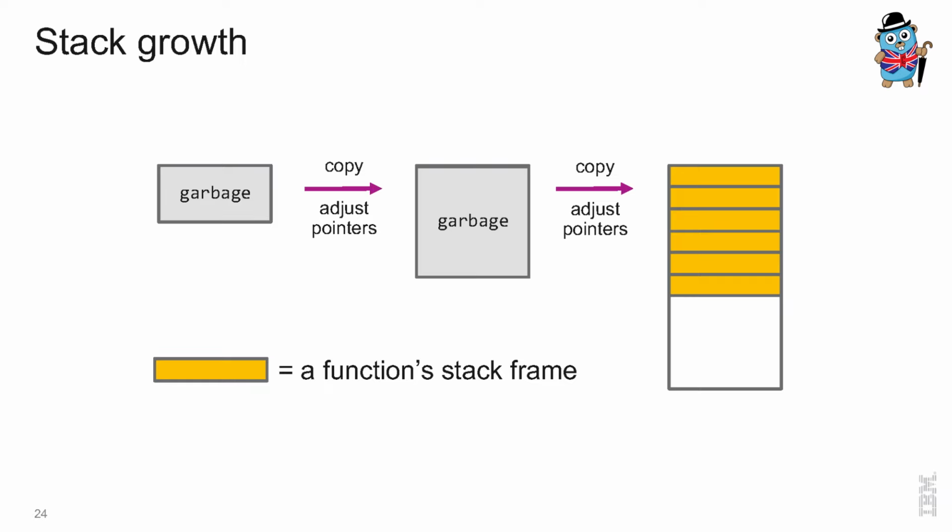We copy across all our old stack frames to this new stack, and we adjust any pointers on the stack, because obviously if we have pointers to things on our stack and we're copying them across, we need to adjust all the pointers to point to the new stack. And then we can just garbage collect the old stack. So you can carry on, and then it happens again: copy, adjust all the pointers, garbage collect the old stack, and then carry on executing.